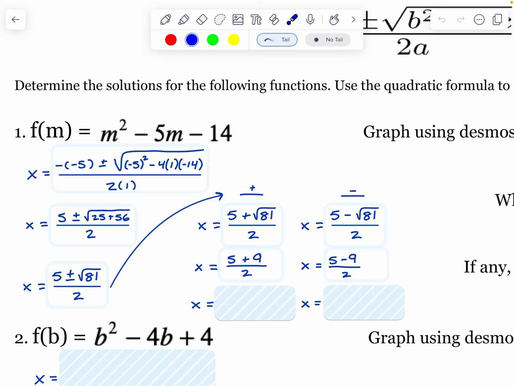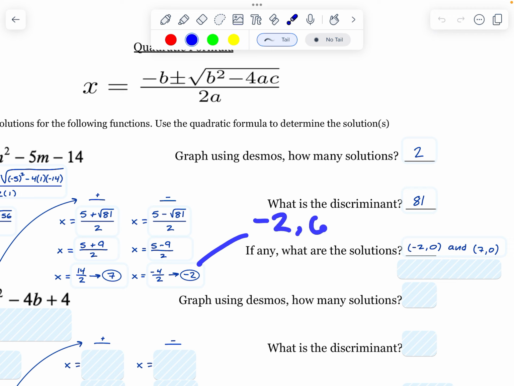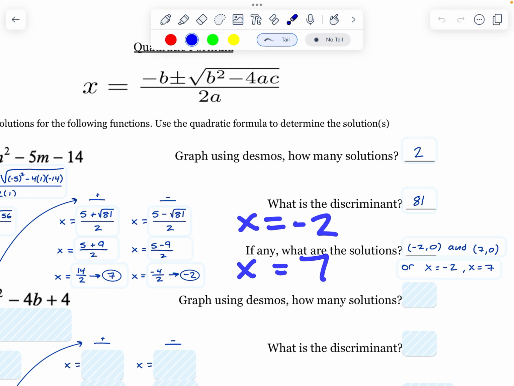5 plus 9 divided by 2, that's 14 divided by 2, that's 7. 5 minus 9 divided by 2, 5 minus 9 is negative 4, divided by 2 is negative 2, and those are my two solutions. I can write them in two different ways. I could say what they are as points, right? So that would be negative 2, comma 0, and 7, comma 0. Again, we're solving for x. Or you could just write it as x is equal to negative 2, and x is equal to 7. Both of these are correct.